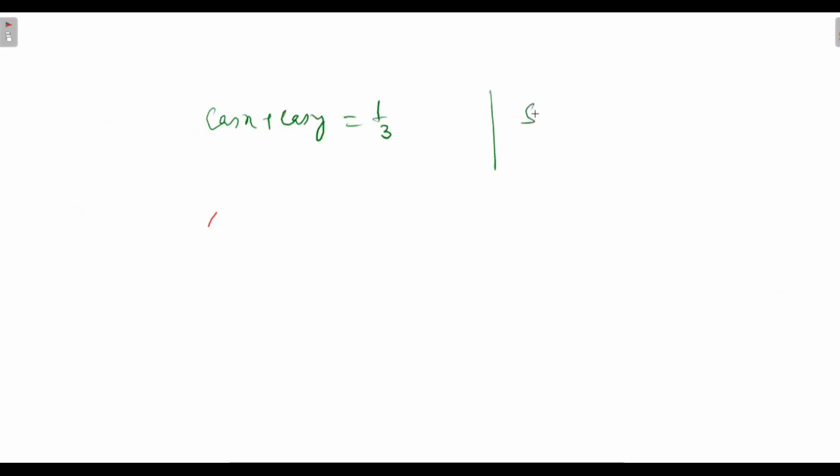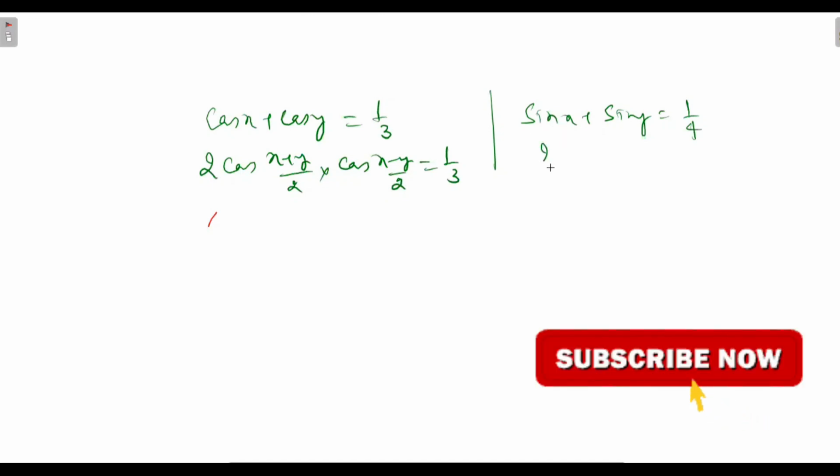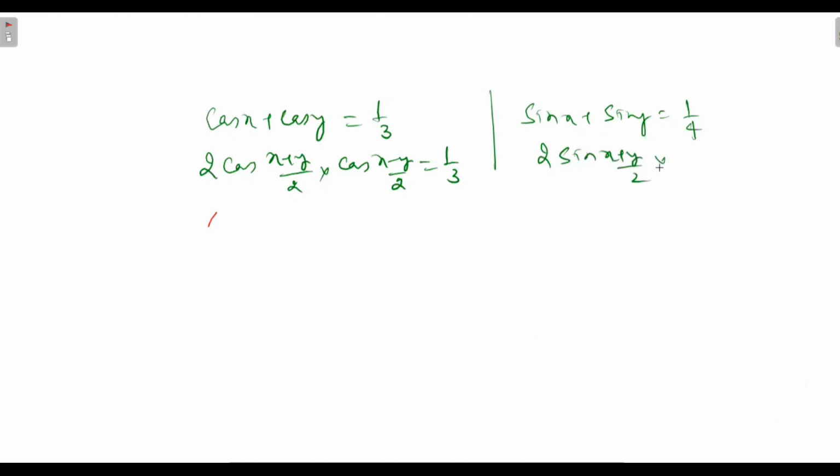sin x plus sin y equals 1 by 4. So maybe what you did is you simplified it using cos C plus cos D, which is going to be 2 cos (C+D)/2 into cos (C-D)/2. This is 1 by 3. And if you did sin C plus sin D, 2 sin (x+y)/2 into cos of (x-y)/2, that's 1 by 4.